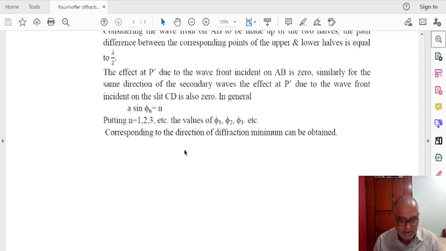In the next lecture we will see the next article, that is the plane transmission grating, which is a very interesting one, as it has practical applications also.